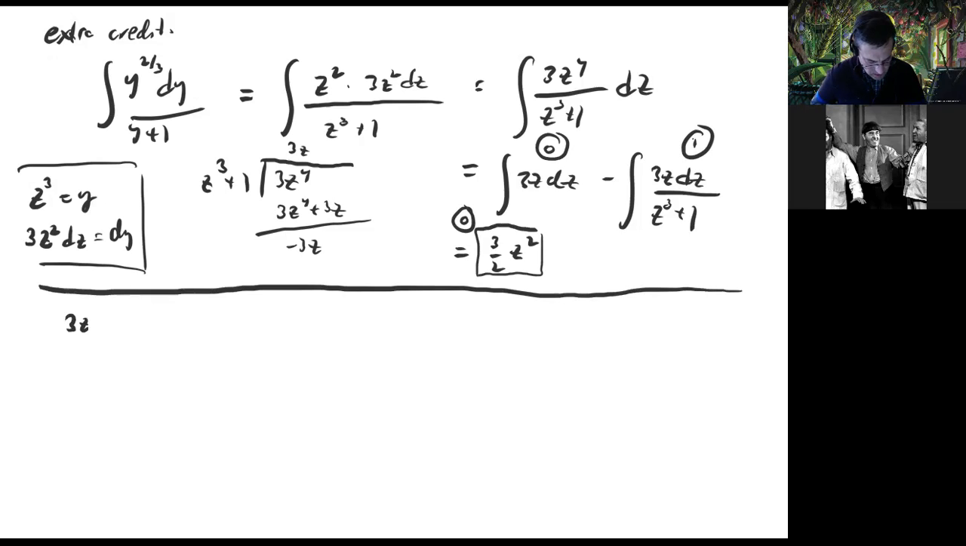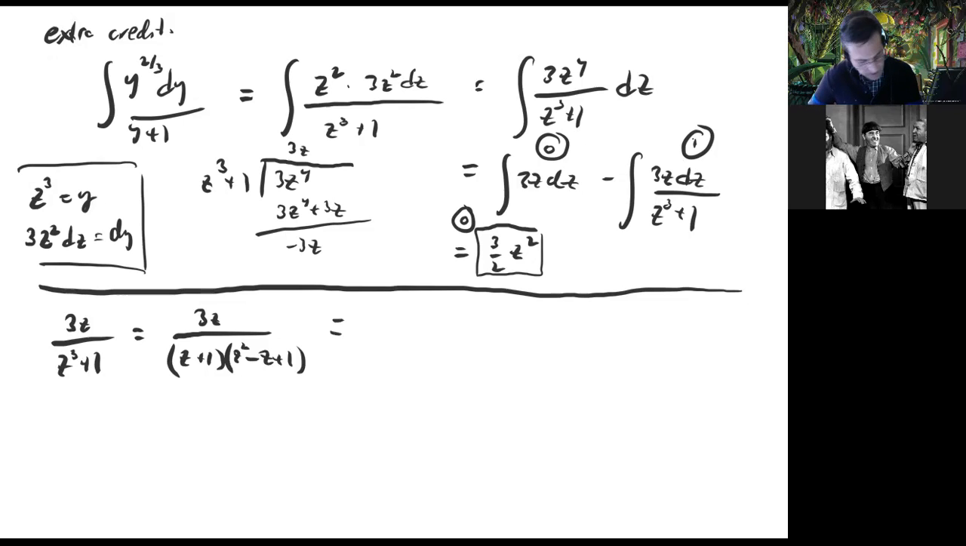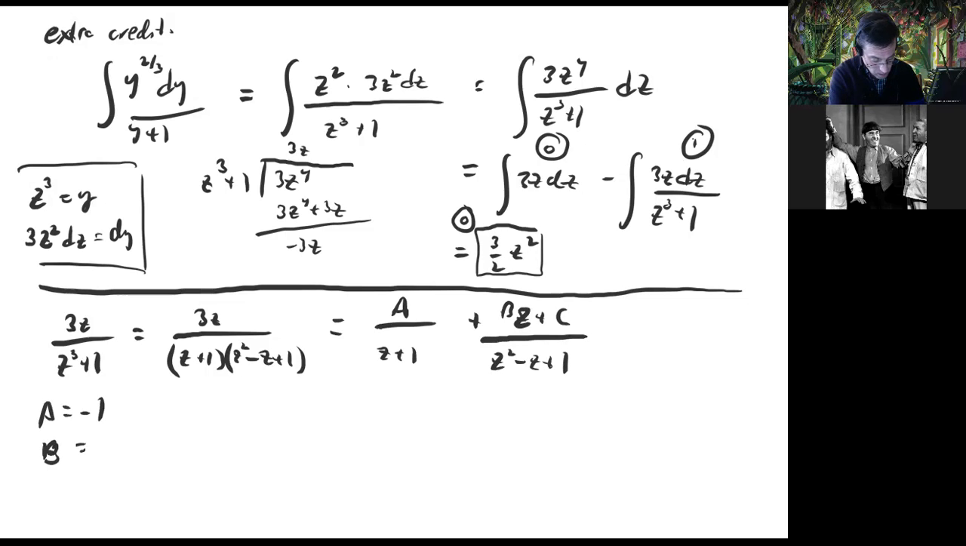The thing to note is that z cubed plus 1 has a root of minus 1, and you can use that to do a long division, and you'll see that the denominator factors as z plus 1 times z squared minus z plus 1. So if we do the partial fractions expansion, you're going to get A over z plus 1 plus bz plus c over z squared minus z plus 1. The rest of the partial fractions expansion, I'm not going to do all the algebra for you. Let me just tell you what the answer is. A will be minus 1, B will be 1, and C will be 1. So this will be equal to minus 1 over z plus 1 plus z plus 1 over z squared minus z plus 1.